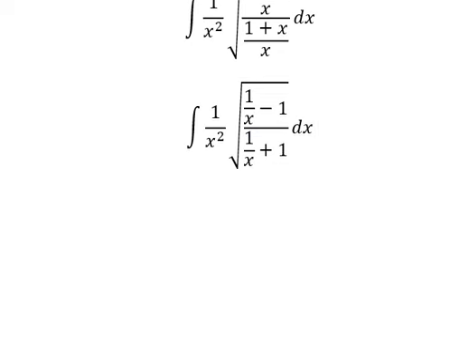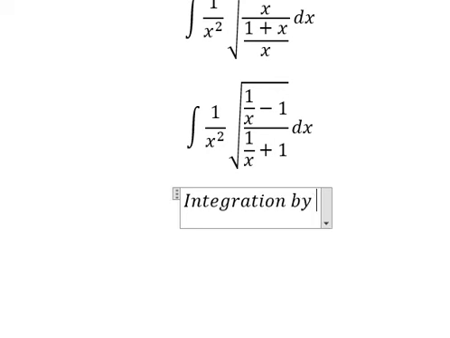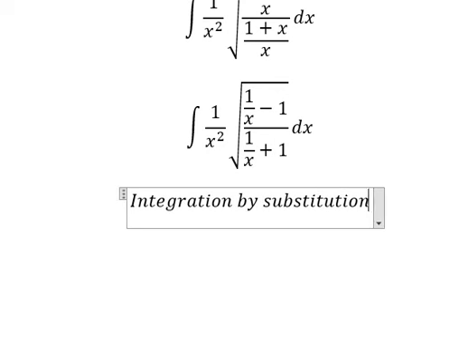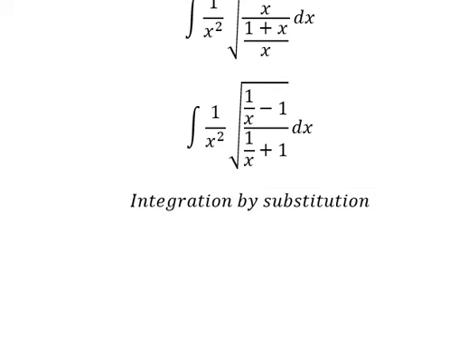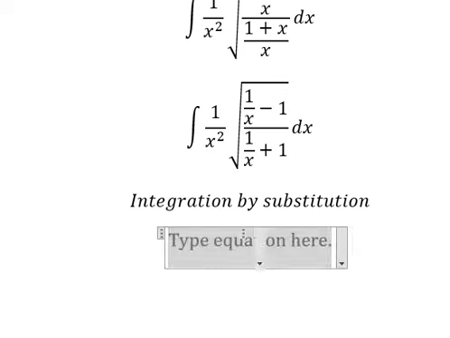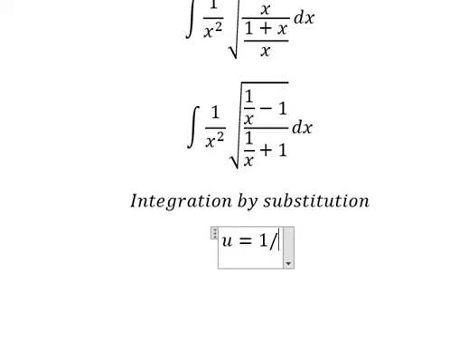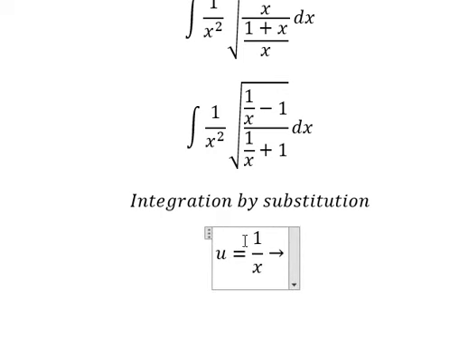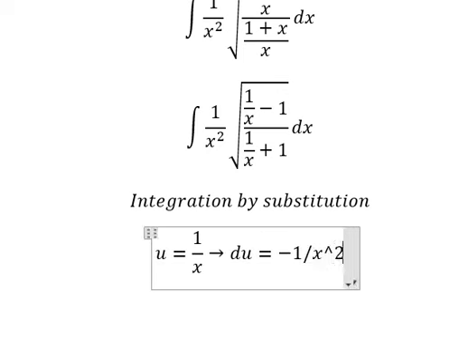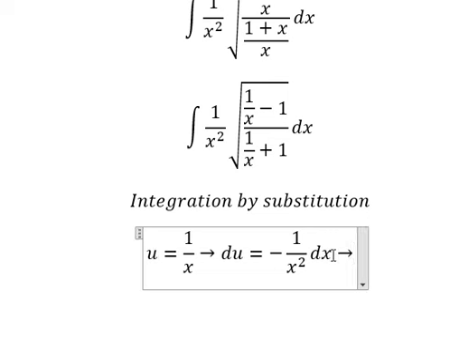Next, we can use integration by substitution. So I will put u equals 1 over x. After that, we need to first take the derivative of both sides, and we have it like this. Because we don't have the negative sign in here, I will move this one to the left.